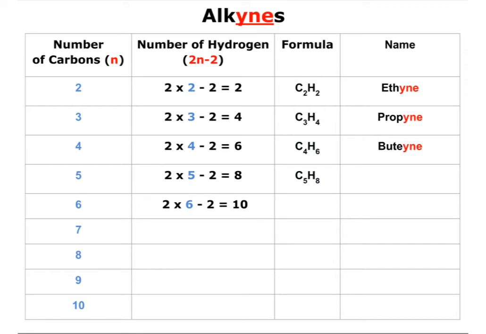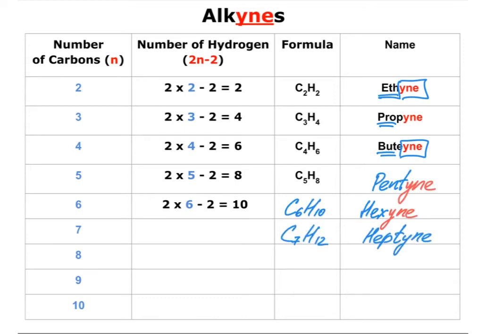As always, the prefix tells us the number of carbons in the molecule, and the ending "-yne" is specific for all alkynes. It tells us that this molecule has a triple bond between carbons somewhere in its structure. Here is pentyne, hexyne, heptyne, and so on.